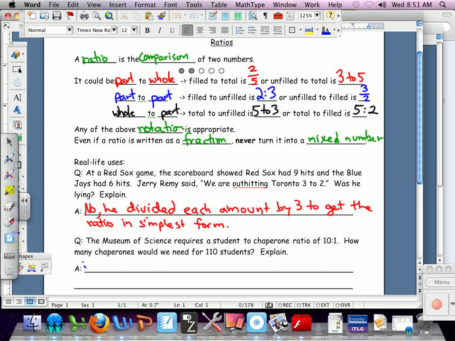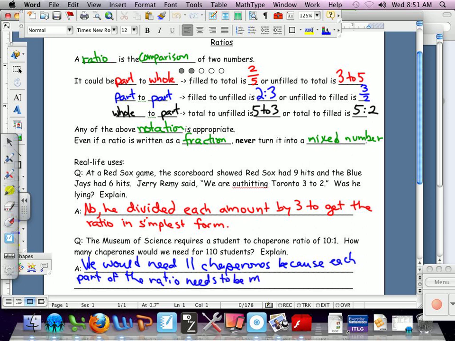We would need 11 chaperones because each part of the ratio needs to be multiplied by 11 to get 110 students for 11 chaperones.